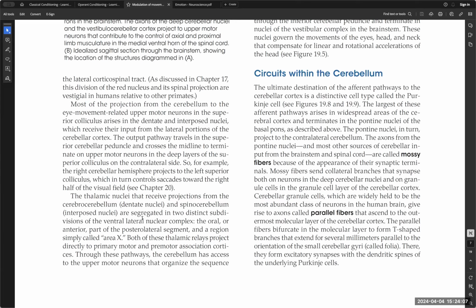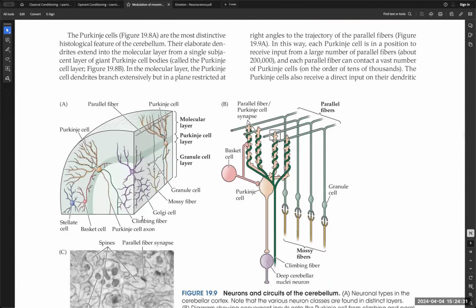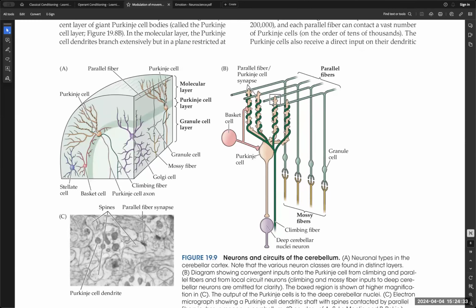And ultimately, what we will discuss in terms of the circuits. Mossy fibers, granule cells, and basically Purkinje cells, and then back to the output. This is our holy grail here in terms of the cerebellar circuit. This is what you see in front of you here.